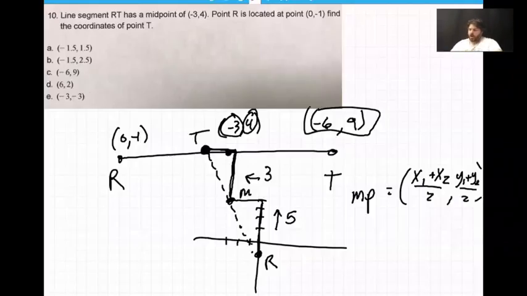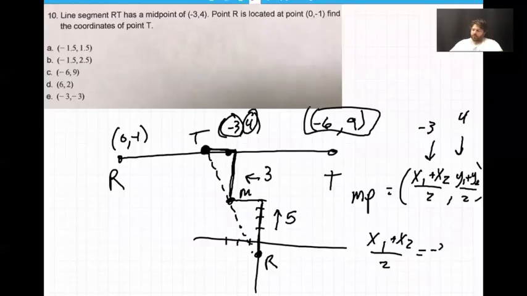Okay, so we know that the midpoint, its actual location, is (-3, 4), which means that (x1 + x2)/2 should equal -3, and (y1 + y2)/2 should equal 4. And then we fill in what we know. We know the point x and y for point R. So we know this is 0, right? And we know this is -1. So we just solve those equations, right?